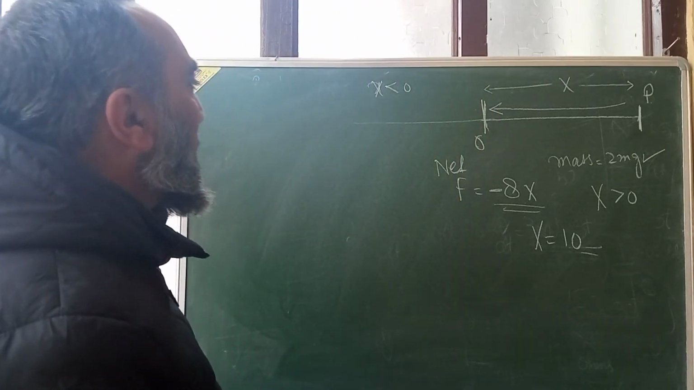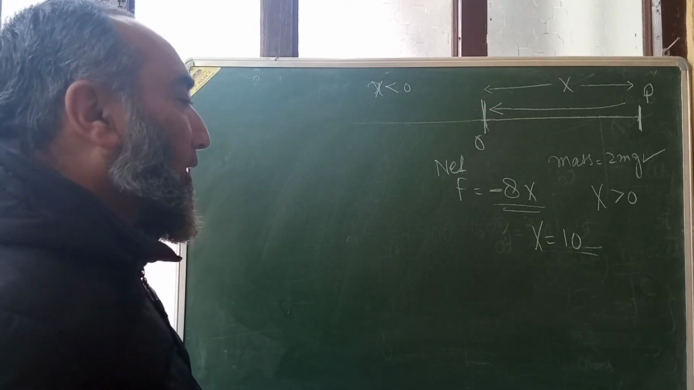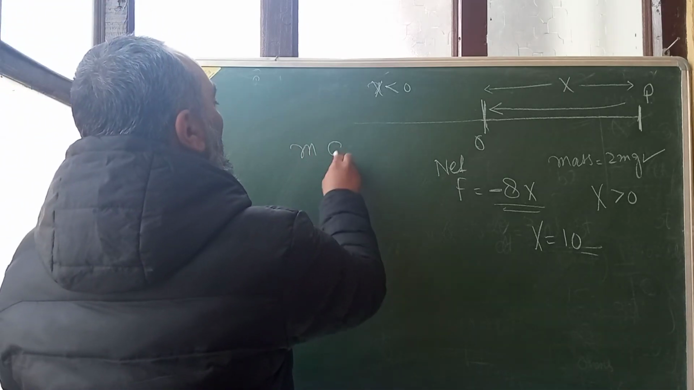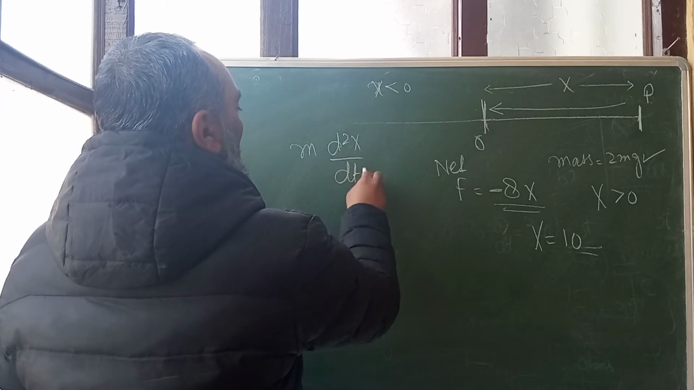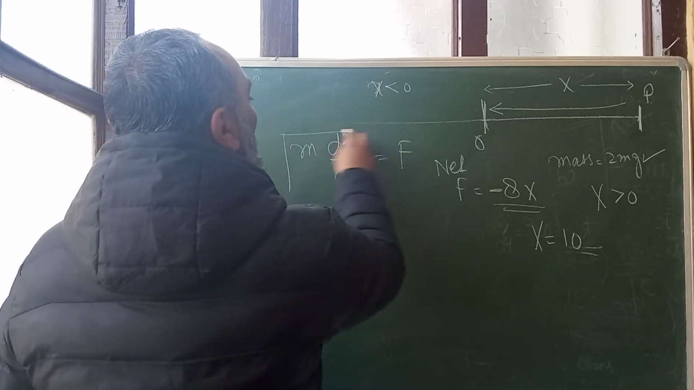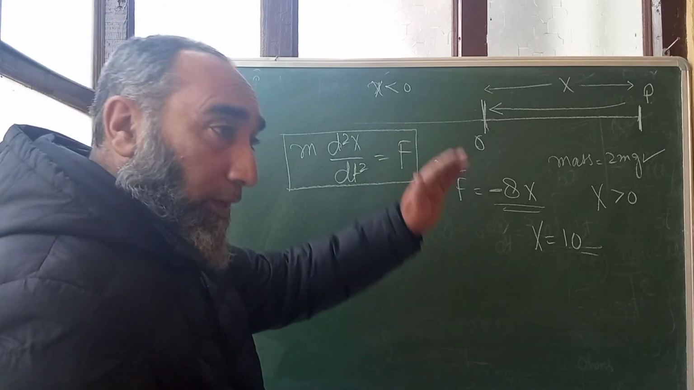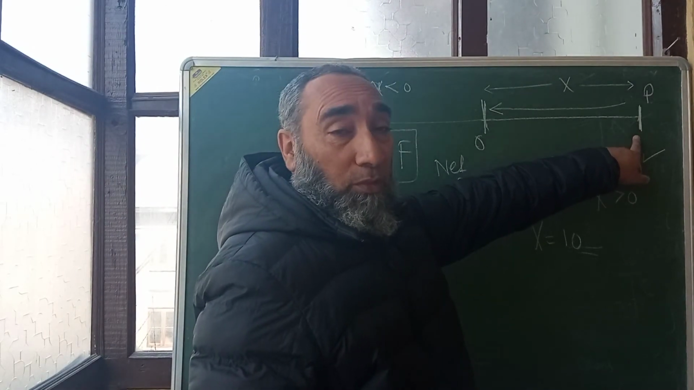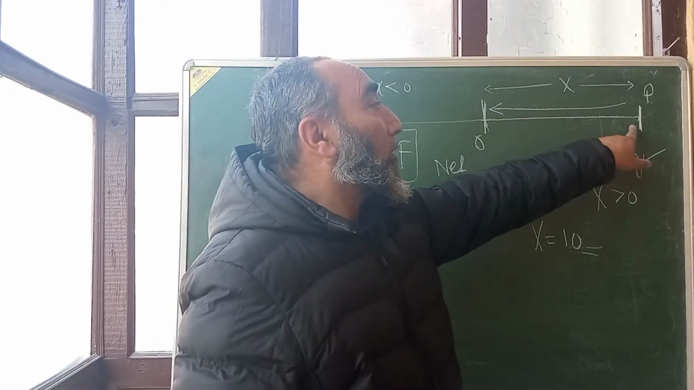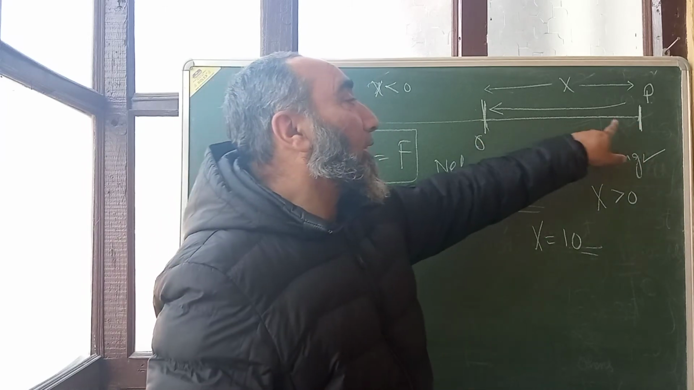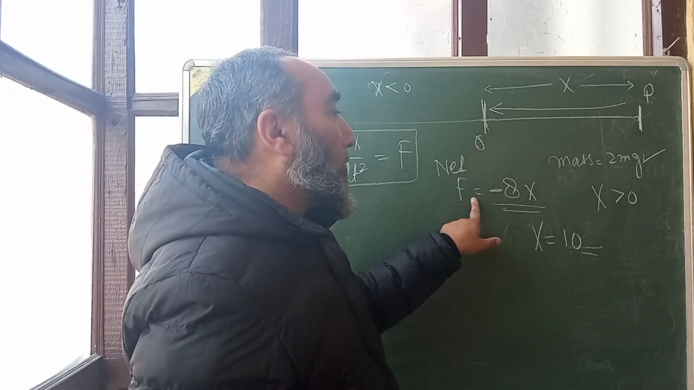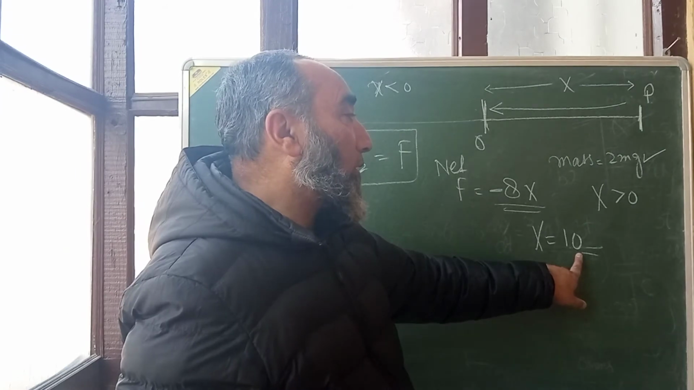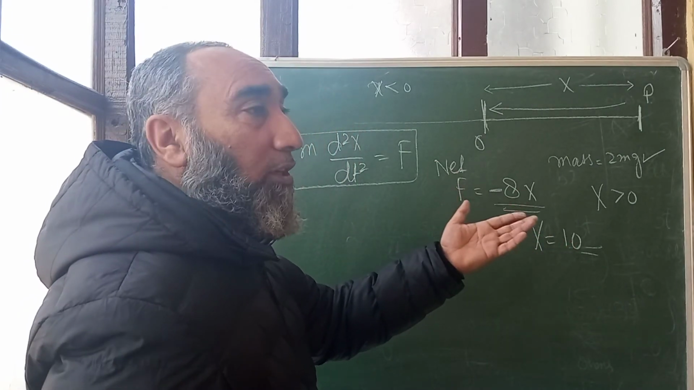We have Newton's formula: mass into acceleration is equal to net force. Let me put up the question again. A particle P of mass 2 mg is moving on the x-axis and is attracted towards the origin, so the net force will be minus 8x. Initially it is at rest at x equal to 10, that is, x0 is equal to 10. You have to find x at a subsequent time t greater than 0.